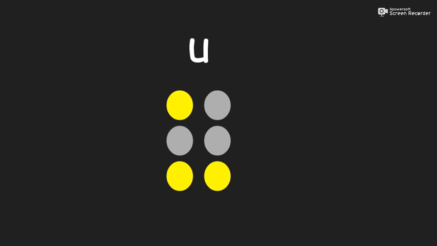Here's a U, 1, 3, and 6. Here's a U on a Braille cell if you're thinking about leaving out the dots 2 and 5 here in the middle. Kind of looks like a U.